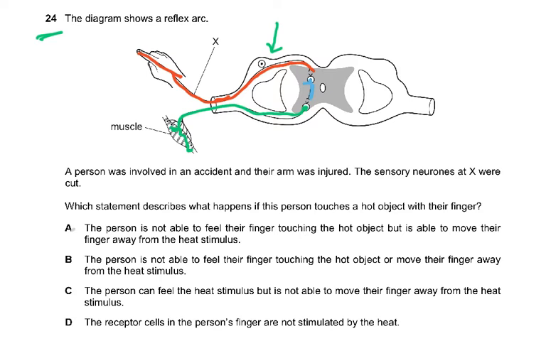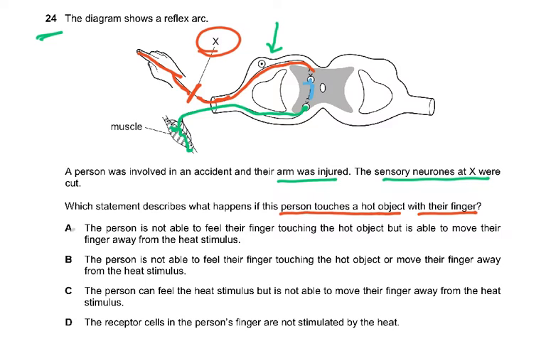A person was involved in an accident and their arm was injured. The sensory neuron at X was cut. So we get a cut here, and now there's no connection between the sensory neuron. There is a gap. Which statement describes what happens if this person touches a hot object with their finger?